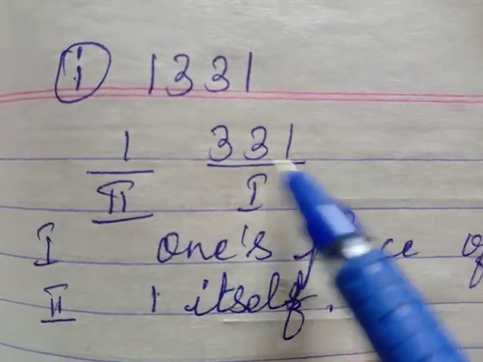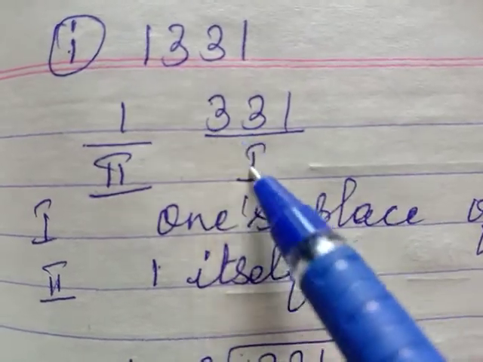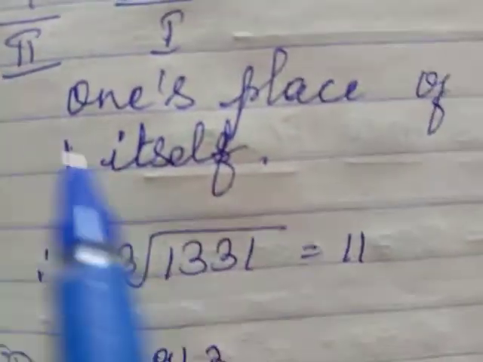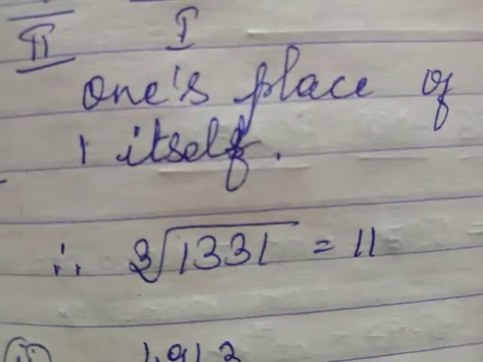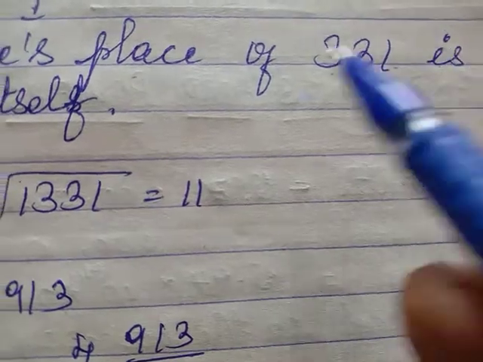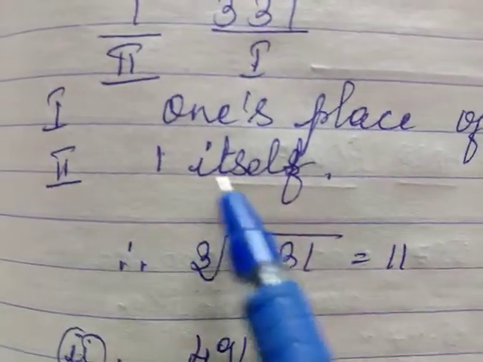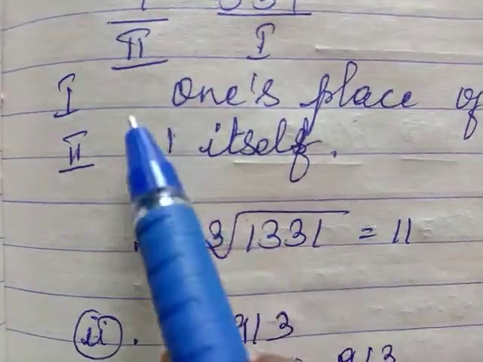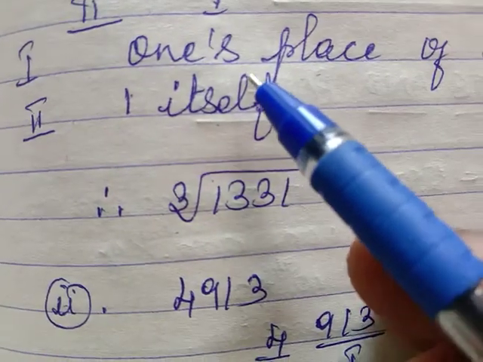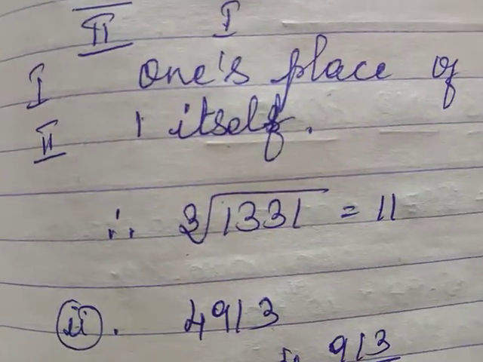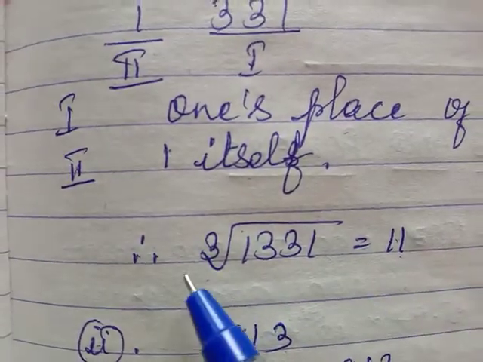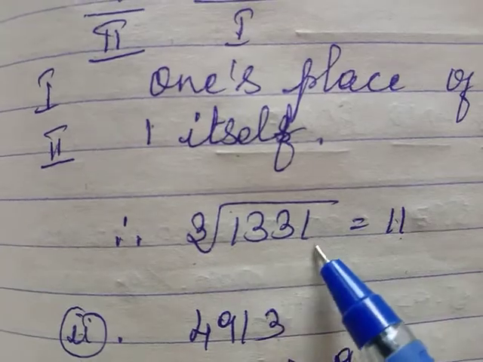Now, 1331, group it from the right: 1, 2, 3 is the first group, in the second group only 1 is there. So the ones place of 331 is what? 1. Yes or no? 331 ends in 1. So here the second group is 1 itself. Units place we can write 1 and the tens place we can write 1. So the cube root of 1331 is 11.